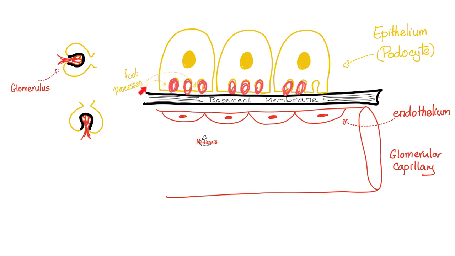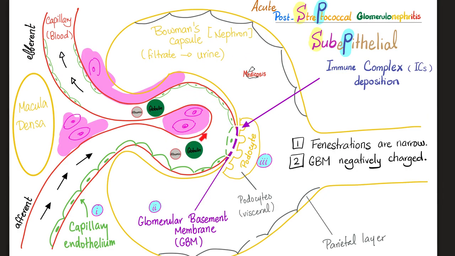Moreover, in acute post-streptococcal, you have these lumpy bumpy deposits under the epithelium. How about IgA nephropathy then? Nope. They are in the mesangium. And where is that? Here is your mesangium or mesangial cells. Oh, so in IgA nephropathy, the problem is here. But in acute post-streptococcal glomerulonephritis, the deposits are here.